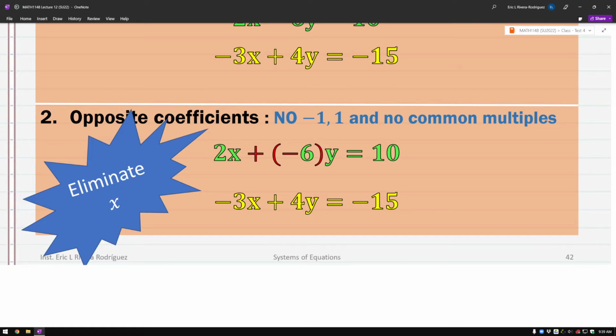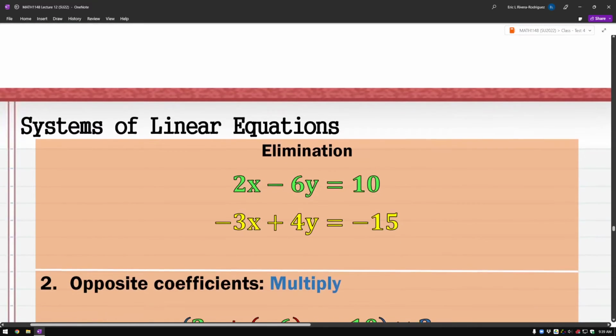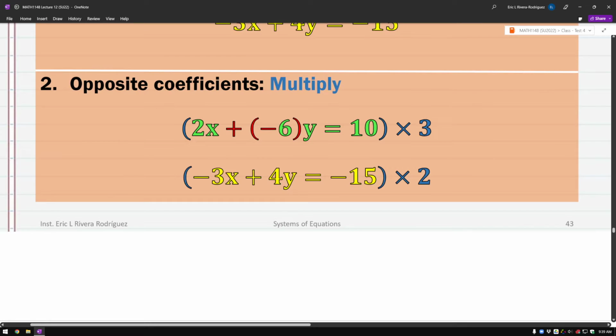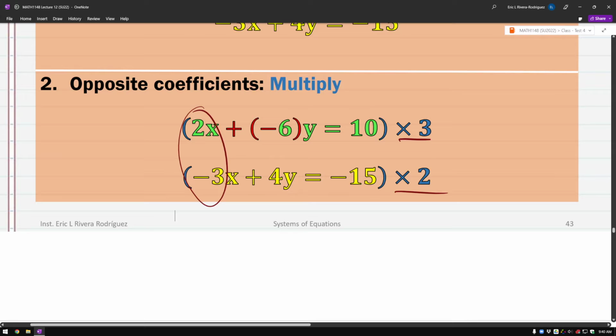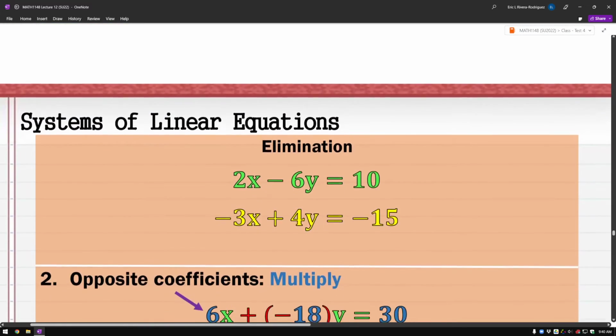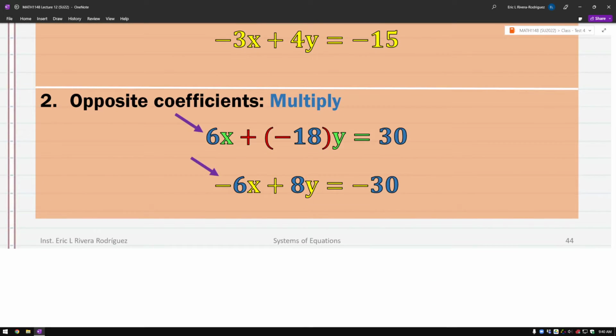Okay, so my recommendation is to eliminate x, and we are going to do that the same way Alex says. We are going to multiply the first equation by 3 and the second equation by 2. That way we can turn these two coefficients into opposite coefficients, and we have +6 in the first one and -6 in the second one.